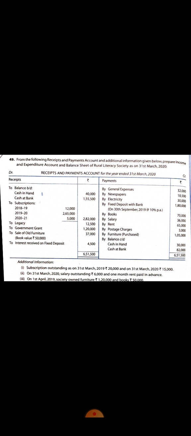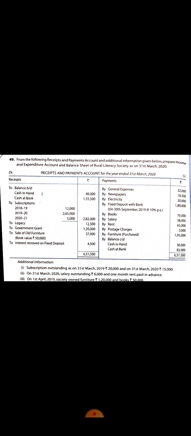Next, subscription. Subscription to be credited to income and expenditure account. Total subscription received during the year 2,82,000, out of which 12,000 for previous year and 5,000 for next year. So subscription received for current year is only rupees 2,65,000.